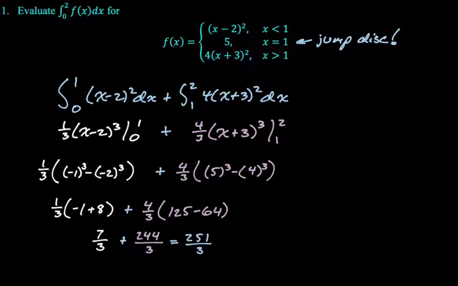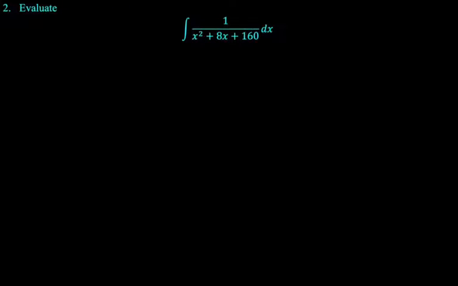All right, question number 2. Evaluate the integral of 1 over x squared plus 8x plus 160 dx. If you see just a quadratic in the denominator, you should think this is probably arctan. So what we probably want to do is complete the square. So let's see if that works for us. So we got x squared plus 8x. All right, I'm going to leave a giant space, put our 160.